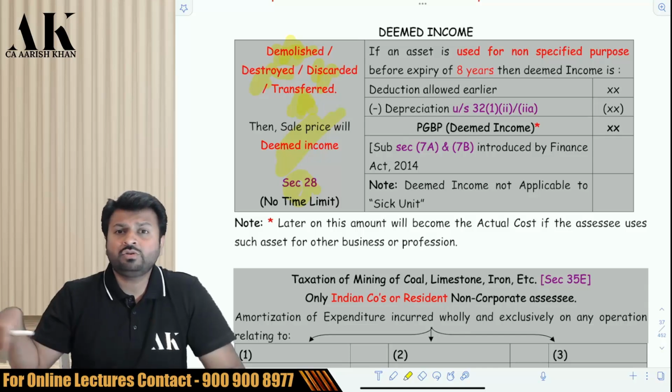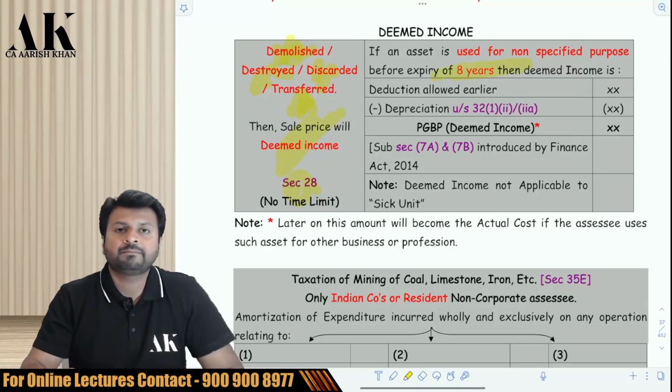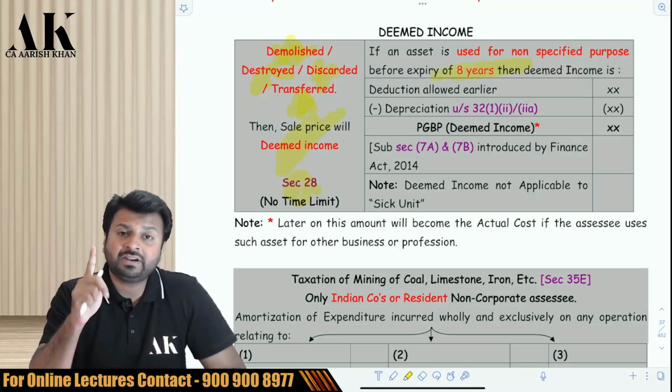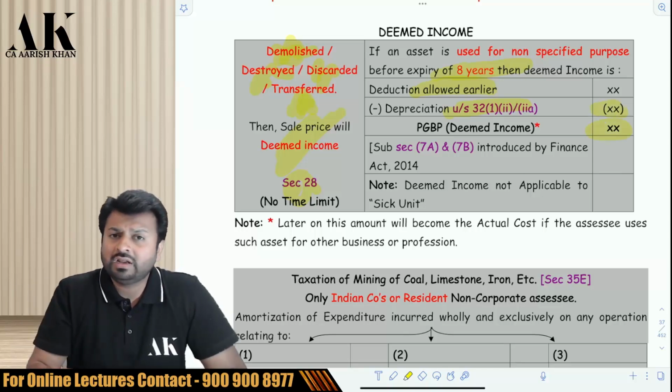And I started using that building for non-specified business. Then what will happen? Government has put a lock-in of 8 years for that. If you have claimed that deduction under 35AD and if you use it for non-specified purpose for a period of 8 years, beginning from the previous year in which the asset was acquired, then there will be deemed income. How much deemed income? The deduction allowed earlier, that is 100 crore, minus depreciation, that is normal additional depreciation you have to reduce, and that much amount will be considered as your deemed income.